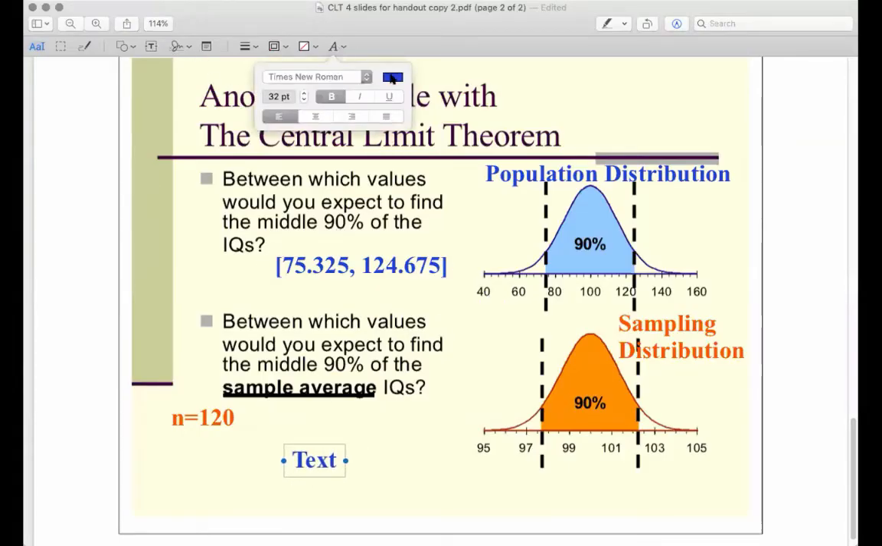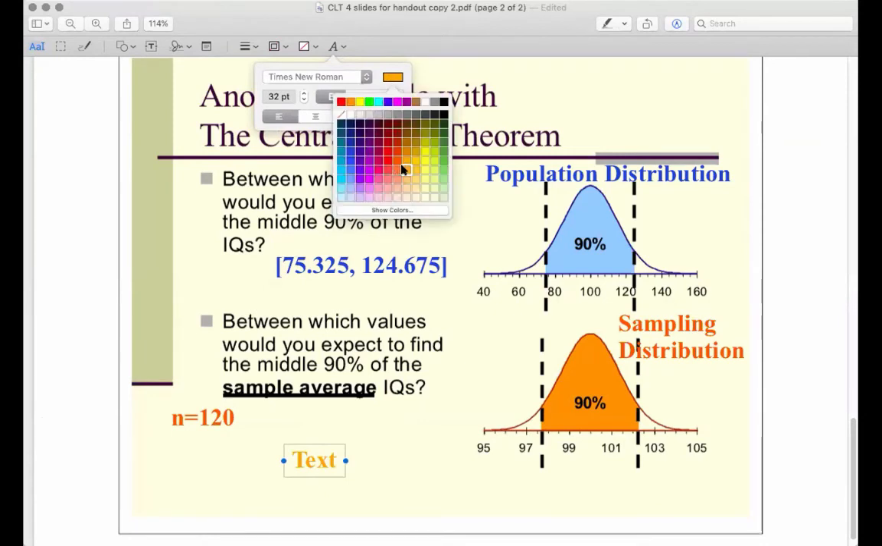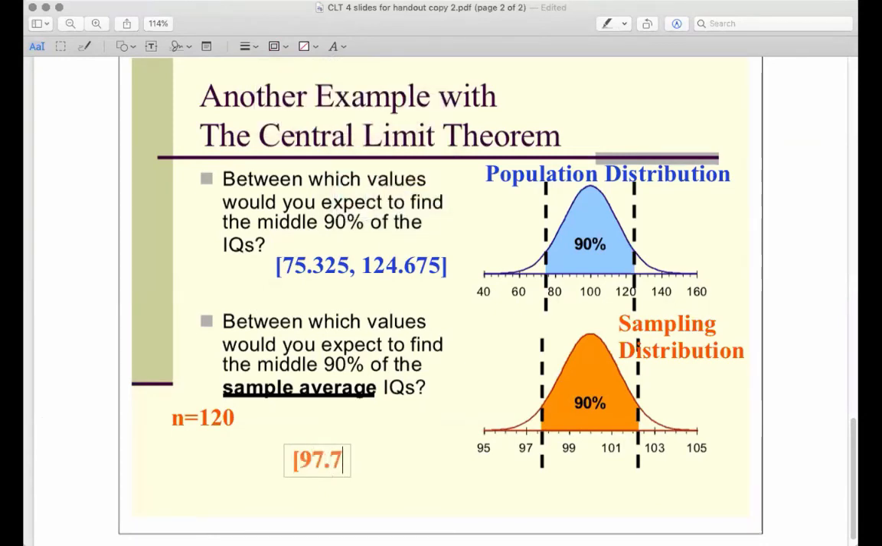Now we can record our values here, 97.75 to 102.25. And we note that the range is noticeably smaller in size compared to what it was for the population. The span of the range for the population is about 50 IQ points, but the span for the means is only about 5 IQ points. And this is a direct consequence of the fact that the distribution of the sample means is much less spread out compared to the distribution of the population.